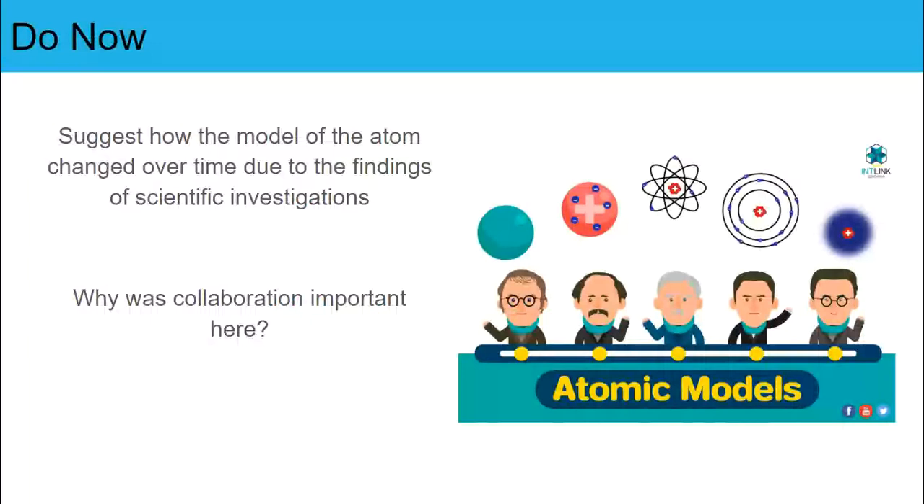In our do now for today, I want us to look at this picture of the atom, reflecting back to when we covered this in Year 9 and Year 10. I want you to suggest how the model of the atom changed over time due to the findings of scientific investigations. Why was collaboration important here?